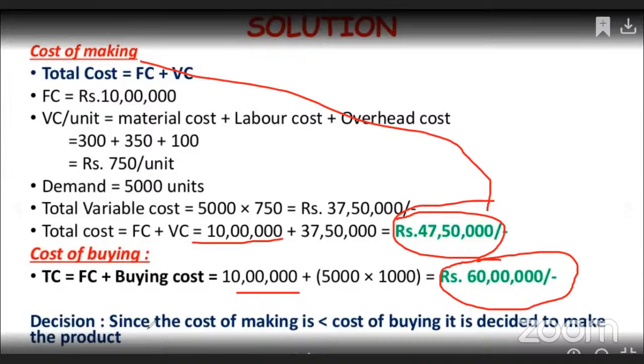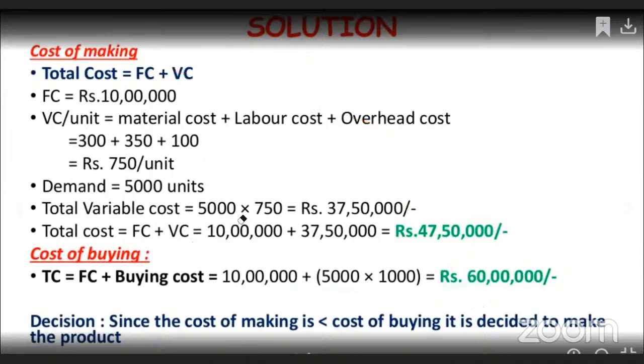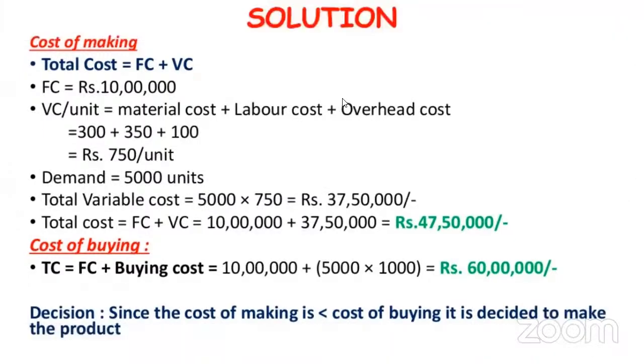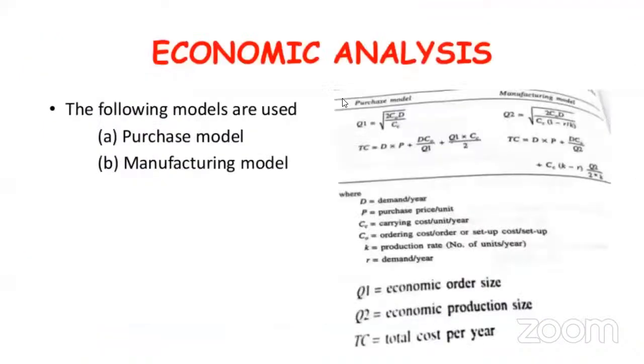So what is the decision here? Since the cost of making is lesser than the cost of buying, it is advised to make the product, not buy the product. Okay. Why? Because the fixed cost remains constant. You can buy a product or make a product. So this is one way that marginal costing is very useful.